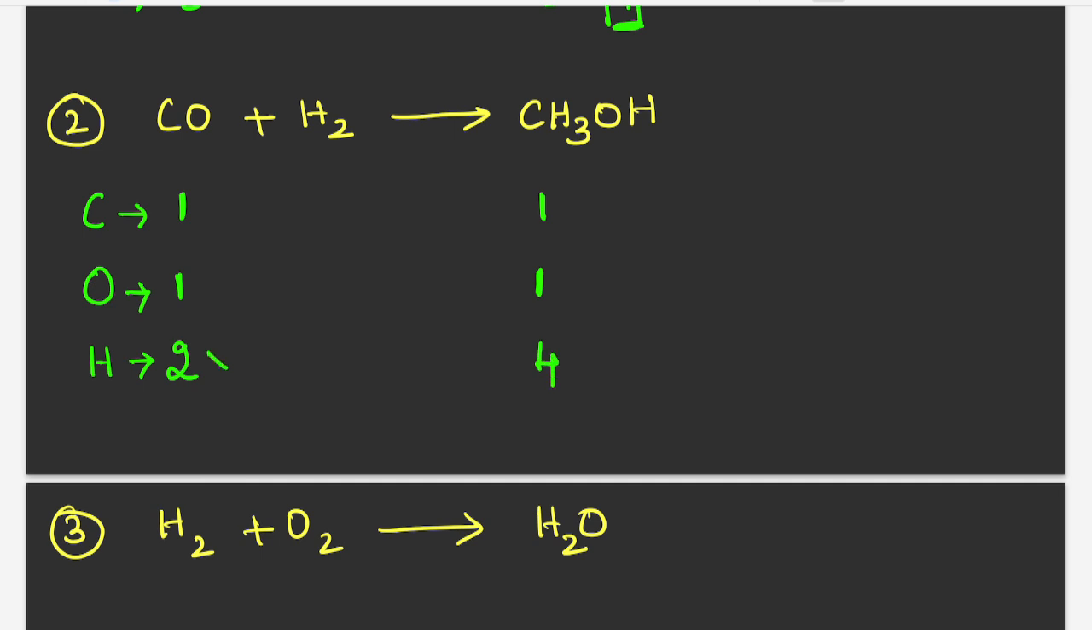To balance this you will have to multiply by 2. 2 2s are 4. Therefore, where do I have to write this 2? I have to write it adjacent to H2. Now check once again whether it is balanced or not. One carbon balanced. Then oxygen, 1 oxygen atom and 1 oxygen atom balanced. Hydrogen, 2 2s are 4, 3 plus 1, 4, balanced. So this equation is also balanced.